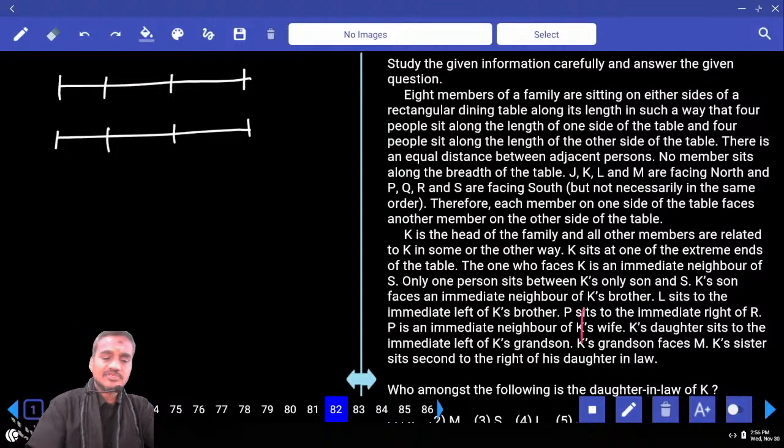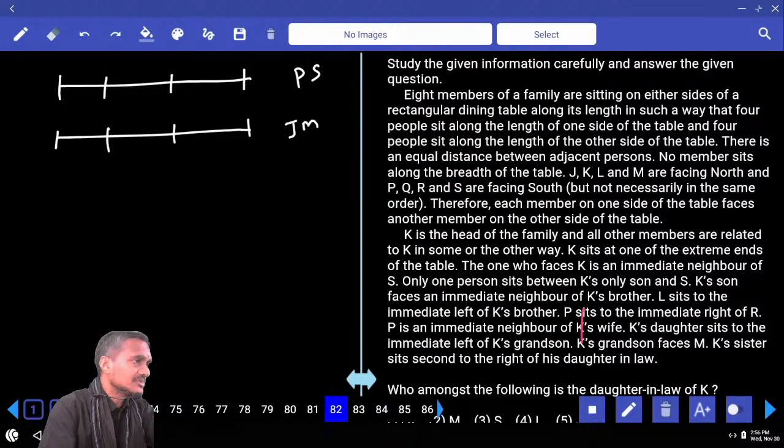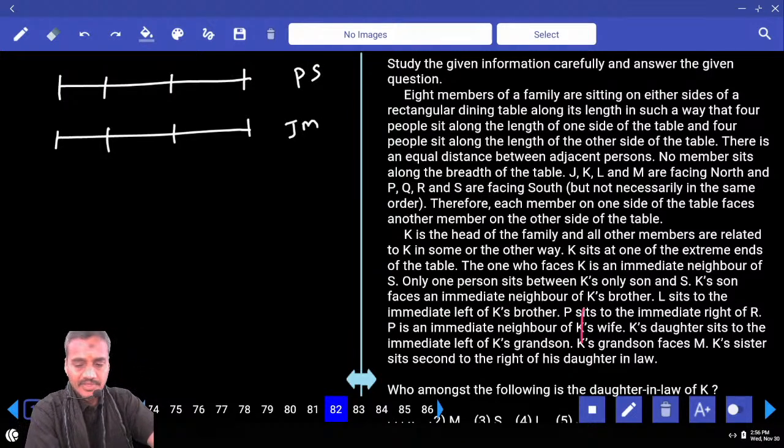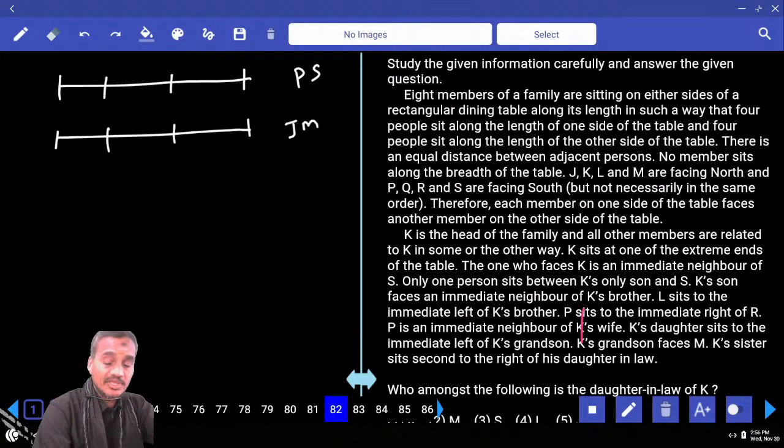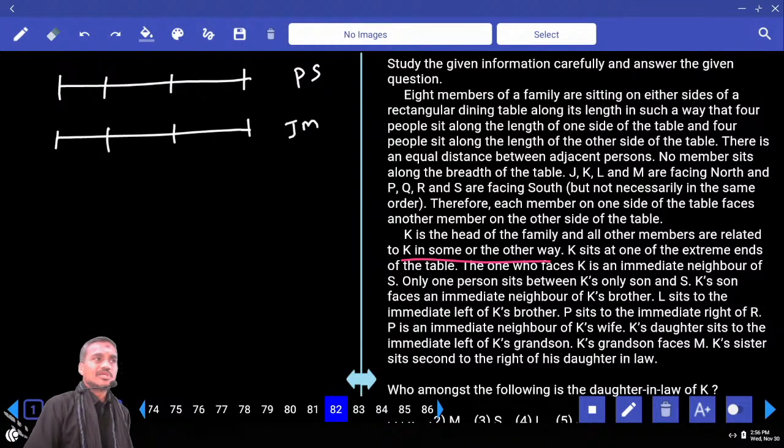J, K, L, M are facing north. Now J to M are north, and the other ones P, Q, R, S are towards south. Then K is the head of the family, and all the other members are related to K in some way or other. All the members in general, whenever this blood relation is given.